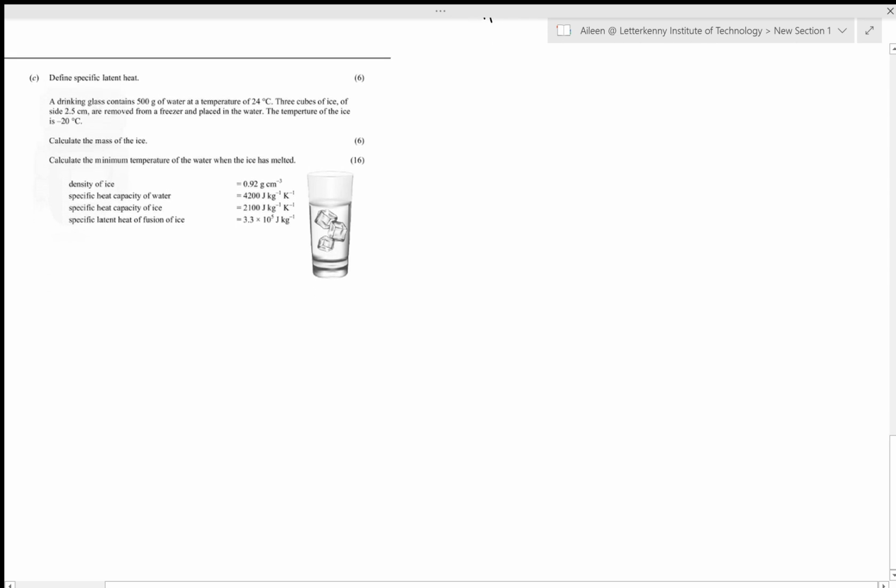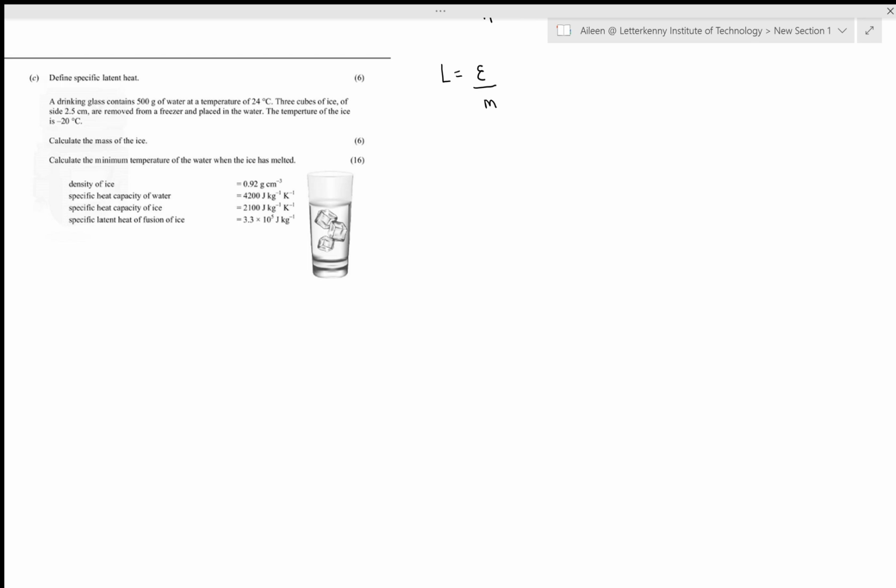So this is question 6 of your exam questions. First off, define latent heat. So your latent heat, we know that energy is equal to Lm. So your latent heat is the amount of energy required to change 1 kilogram of a substance to a different state. So L is equal to E over M.